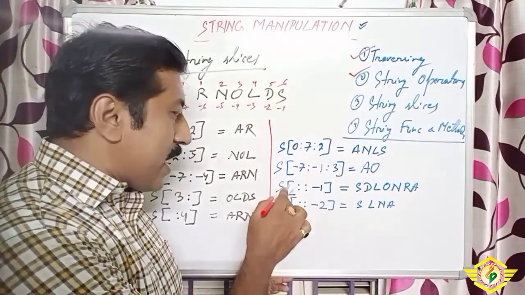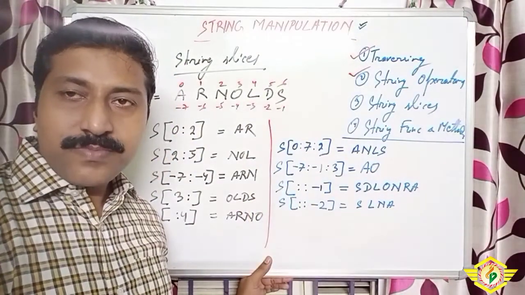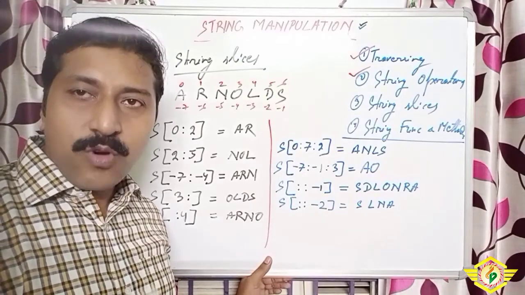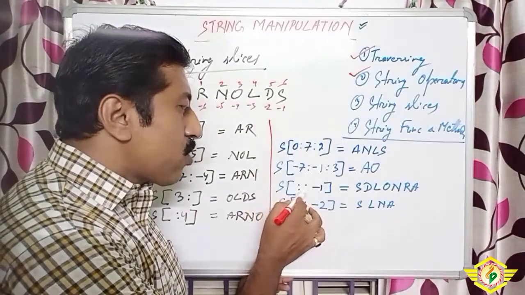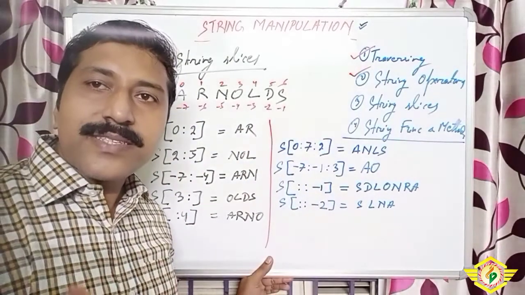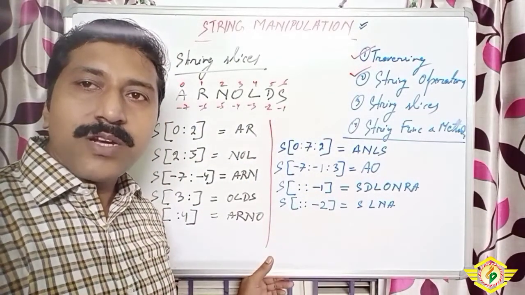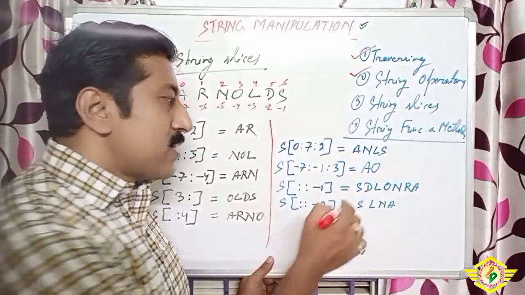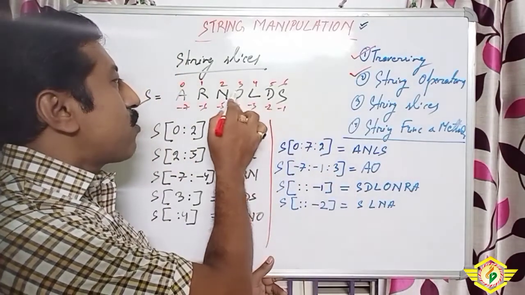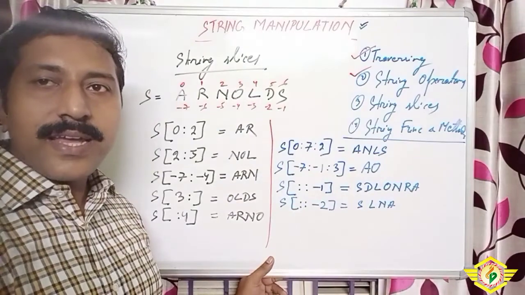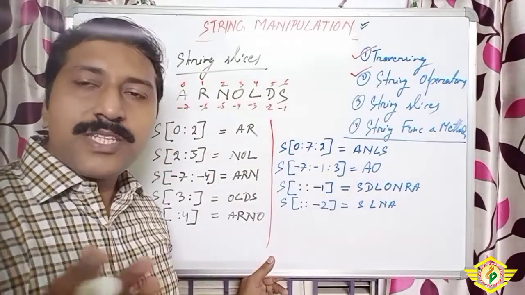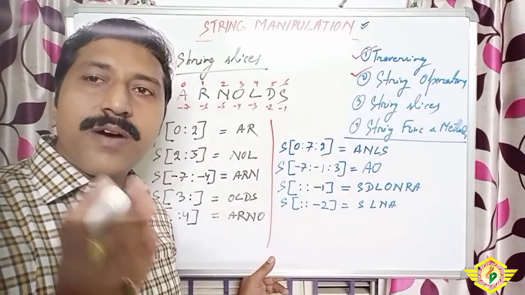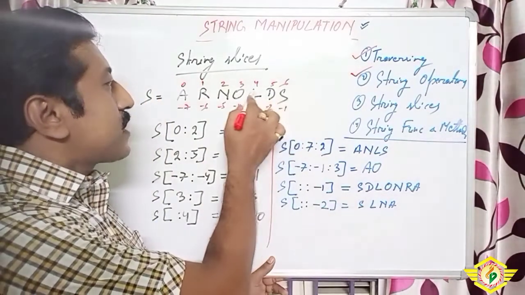These two are the special ones. They will help you in programs also when you are reversing the numbers. So now you see, S double colon minus 1 means just reverse the string. Double colon minus 1 means reverse the string. So that means SDLONRS, NRA. In a similar way, if I write minus 2 here, it will be reversed but leaving 1 index. That means SLNA.